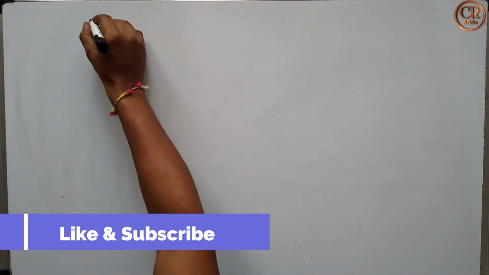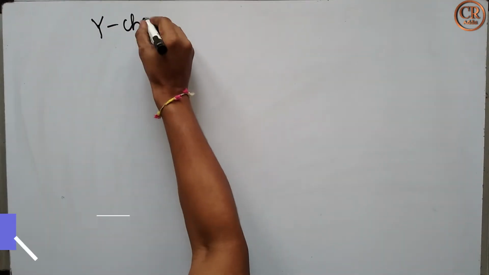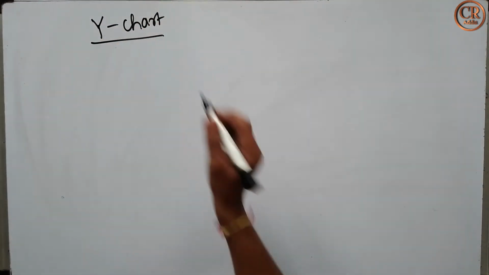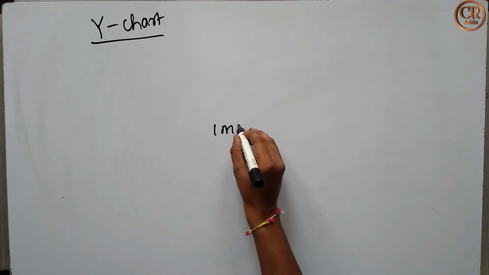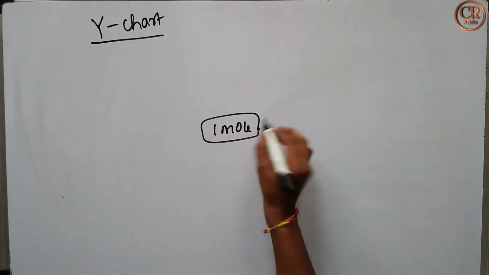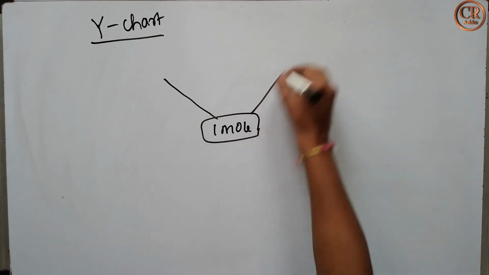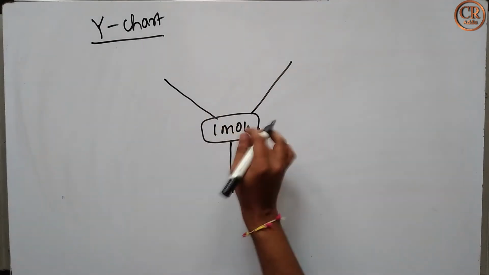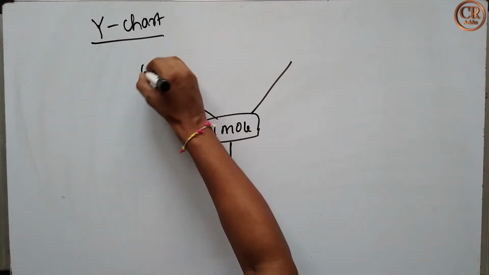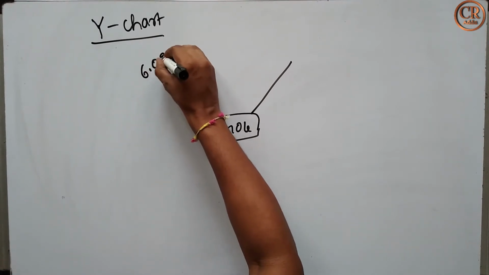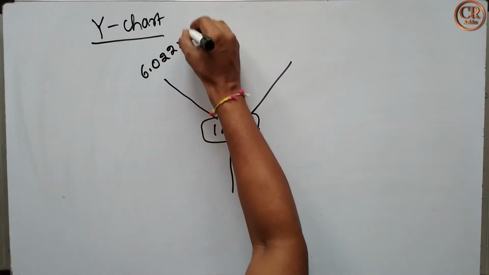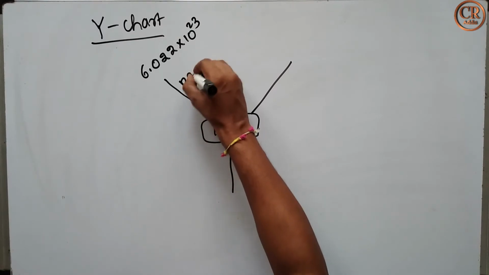Interrelations between mole and molar volume, number of particles and given mass can be explained by Y chart. The Y chart will be like this. 1 mole I am taking at the center. This is Y chart. So now here 1 mole of anything contains Avogadro number of particles, that is 6.022 into 10 power 23 particles.